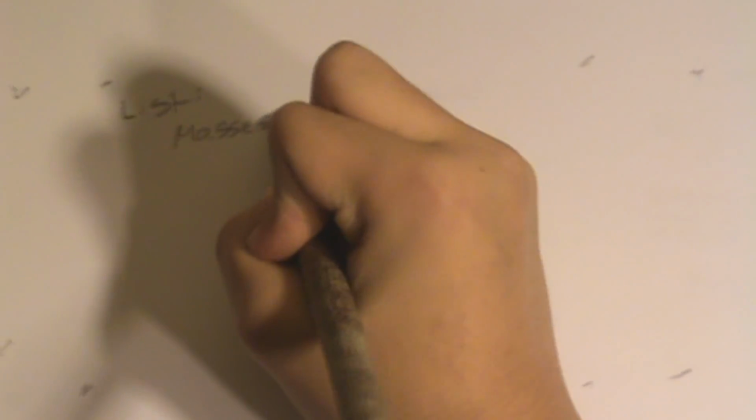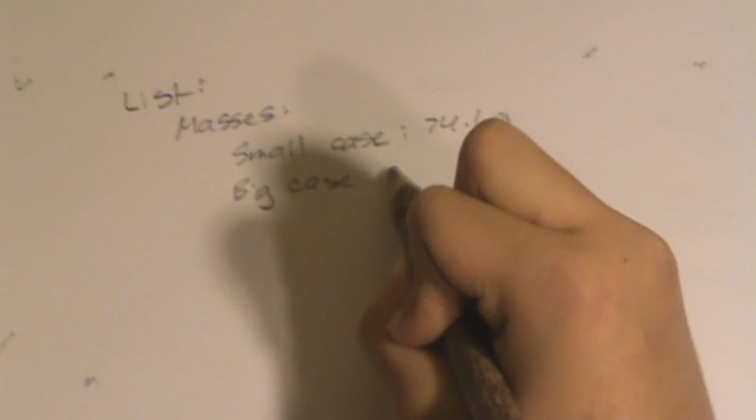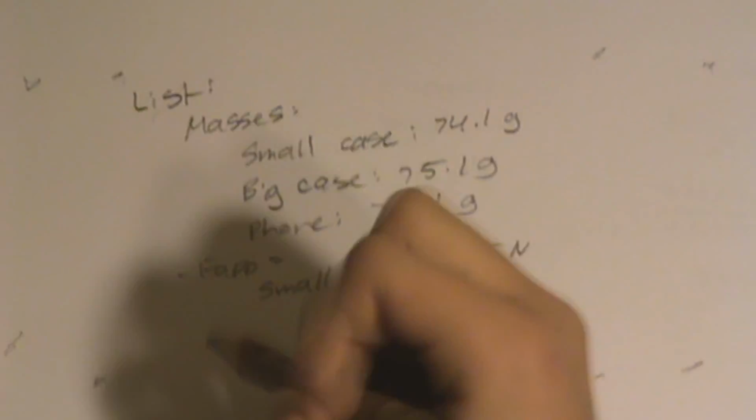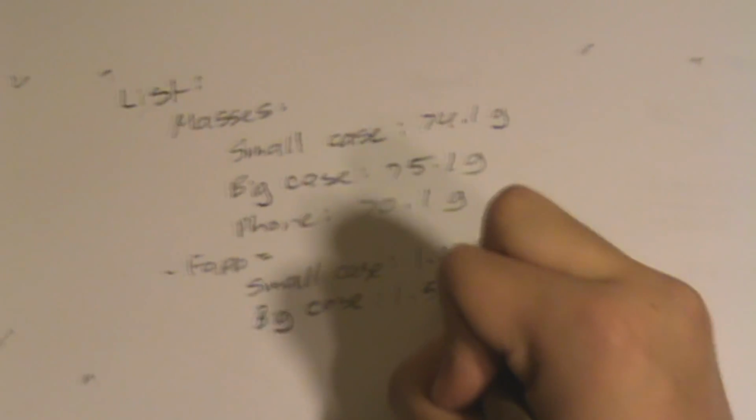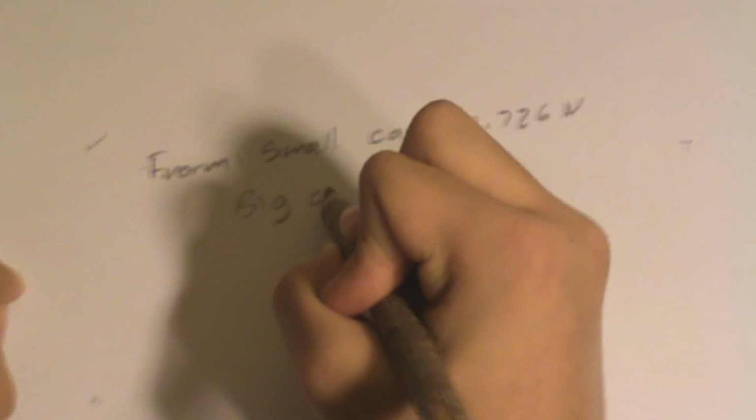This is our list of masses. The first one is the small case with the phone, the big case with the phone, and the phone itself. For the force of application, the small case took 1.225 newtons, and the big case took 1.568 newtons. For force normal, our small case was 0.726 newtons, and the big case was 0.734 newtons.